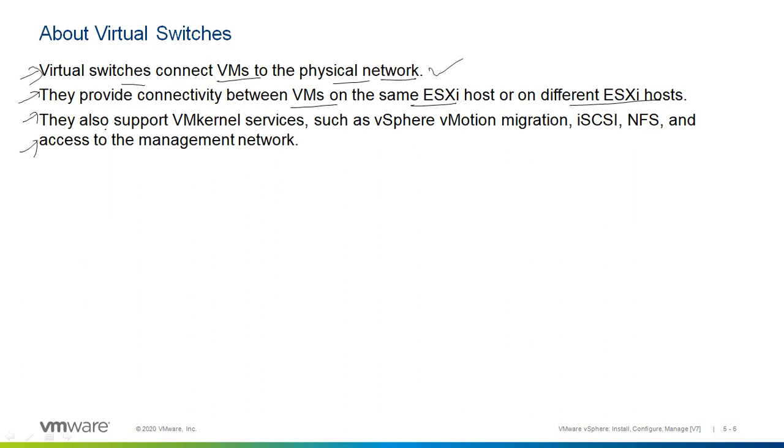They also support the VM kernel services. When we say VM kernel services, this is the vSphere VM kernel. That is primarily the hypervisor function, not for your virtual machine. So they are used for vSphere vMotion migration, connecting iSCSI storage, connecting NFS storage, management network, vSAN storage, and fault tolerance network. So these are all VM kernel functions. All the hypervisor VM kernel functions are also taken care of by your virtual switch.